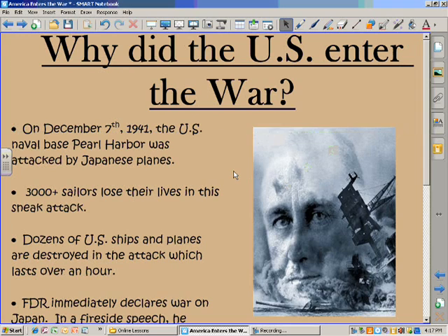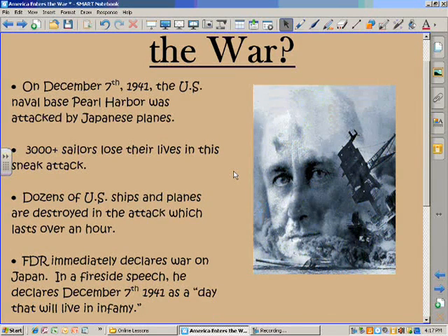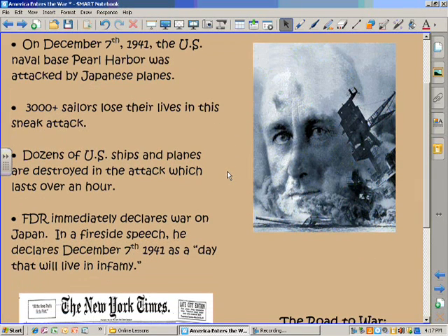Why did the U.S. enter the war? On December 7th, 1941, and that's a date that will live in infamy, the naval base at Pearl Harbor in Hawaii was attacked by Japanese planes. 3,000 plus sailors lose their lives in this sneak attack. It happened in the morning. They were not prepared. They had no warning of this coming threat.